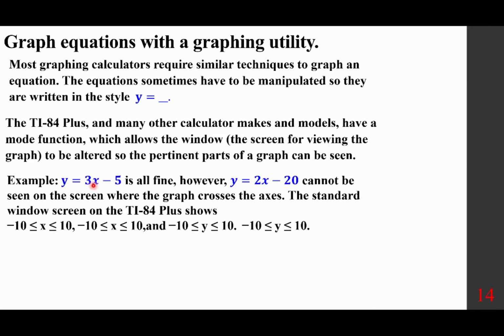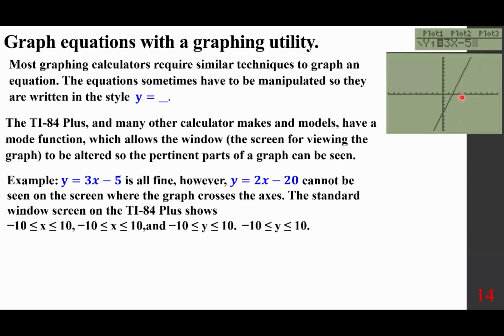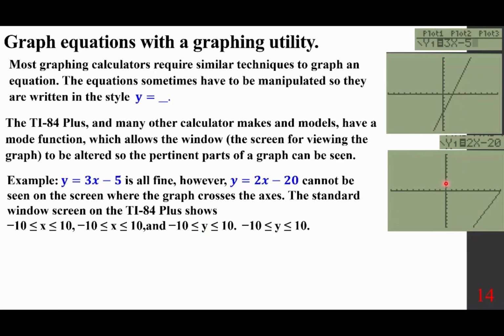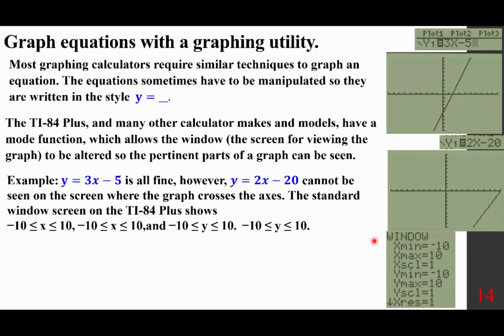Here's an example. y equals 3x minus 5 is all fine. However, y equals 2x minus 20 cannot be seen on the screen where the graph crosses the axis. The standard window screen on the TI is minus 10 less than or equal to x less than or equal to 10. It's basically x is between negative 10 and 10, y is between negative 10 and 10. And if you plot this, y1 equals 3x minus 5, it looks decent. It shows everything. It shows the intercepts. But if you plot 2x minus 20, a lot of things are missing, because the windows normally have a minimum x value of negative 10 to 10. The y minimum happens to be the same.